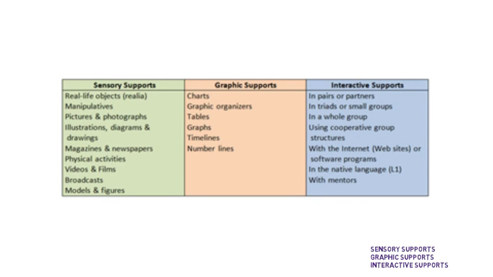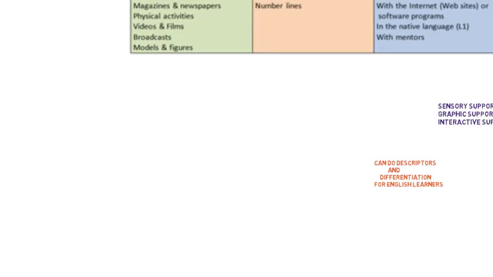Here are some general examples. Specific examples for content areas are provided in your handouts. Sensory supports are things like manipulatives, illustrations, drawings, videos, models, figures. Graphic supports might be things such as charts, graphic organizers, timelines, number lines, thinking maps. Interactive supports consider how students are working with other students, such as in pairs or partners, in a whole group, using cooperative groups, with the internet or software programs, with mentors, or possibly working with another student who speaks the same native language.